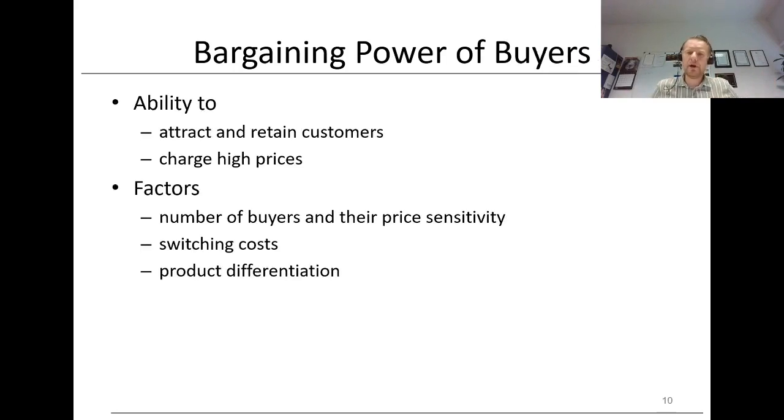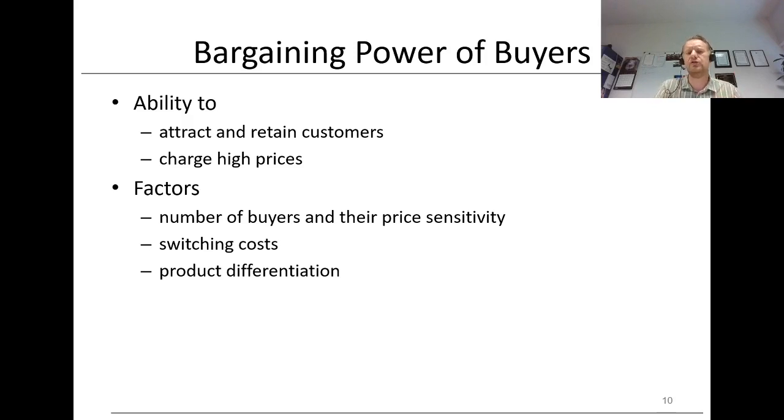Let's now look also at the bargaining power of buyers. So I'm a company, I have my buyers, right? Here we focus on the ability, how easy it is to attract and retain customers. Retaining customers is often referred to as customer retention. You want to retain your customers. You want to make sure that they cannot easily switch from one supplier to another because your product or service is unique and you have a unique position within your market.